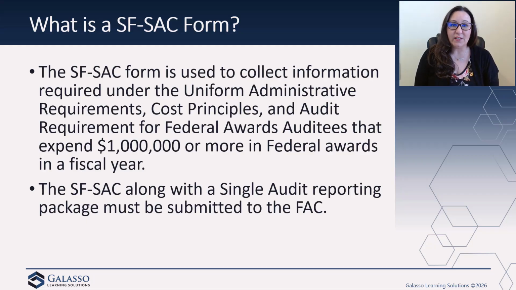So what you do is, if you have spent $1 million or more on federal awards under the new Yellow Book, you have to submit the SF-SAC form along with your single audit reporting package to the Federal Audit Clearinghouse.